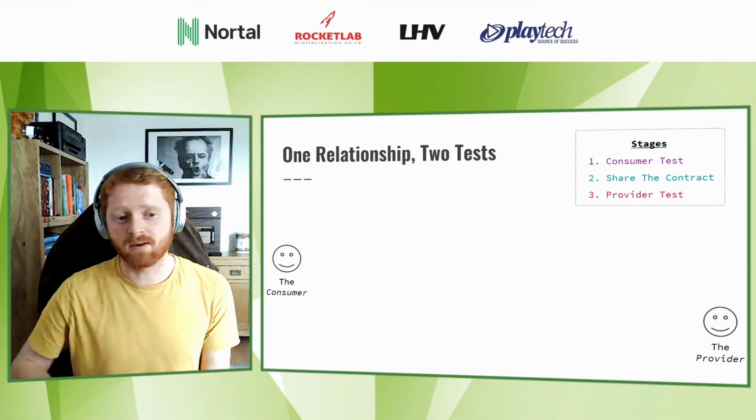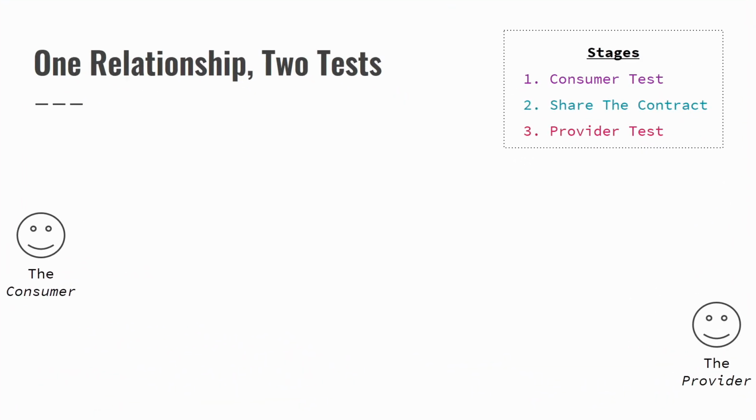So I'd like to take you through how these tests work so we have a better understanding. So typically when we test a relationship between two teams, we're going to test that one relationship with two tests. And we're going to go through three stages. A consumer test, which then shares a contract, which is then taken in by a provider test, which verifies that contract. So for this example, if we can think of, and I'm stealing this from an actual team I've worked with in the past, but I just won't mention any names.